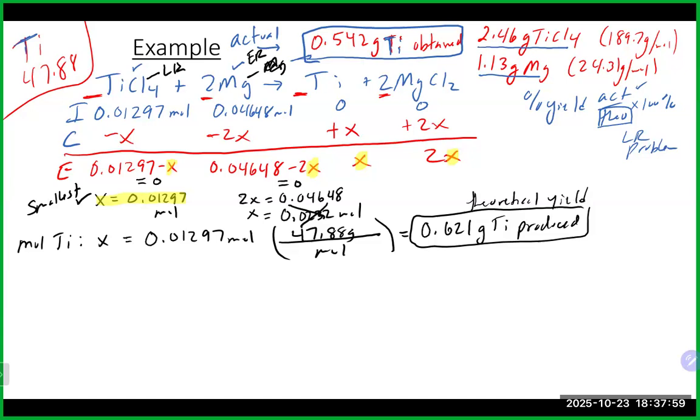Now, to answer the question of percent yield, percent yield is going to be our actual, which was given to us. So we're going to take our 0.542 grams divided by our theoretical that we just calculated, times 100%. And that will get us 0.542 divided by 0.621 times 100, about 87.28%. Not terrible.